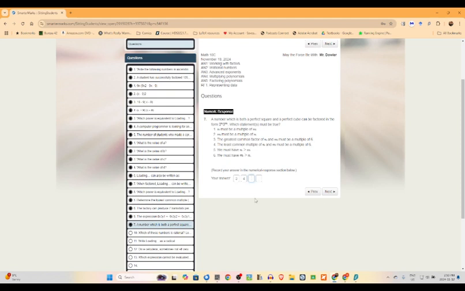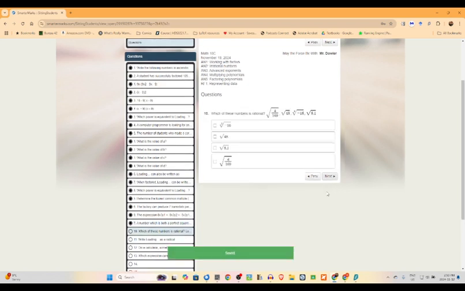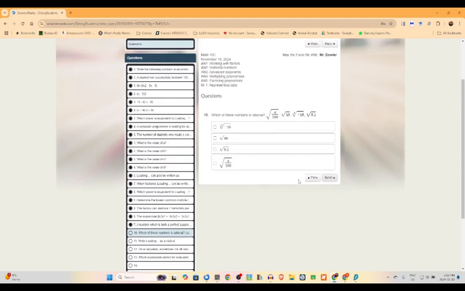You may actually enter these in any order. So just to demonstrate that, we could do 43. So that was working with factors. This one's, which of these numbers is rational? We're back to algebra number 2, irrational numbers.